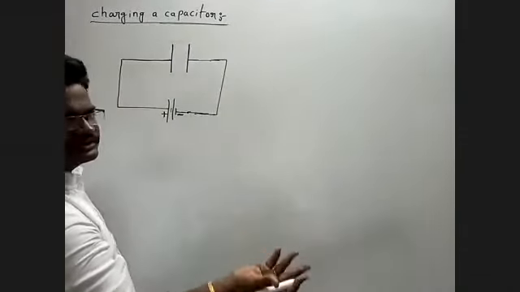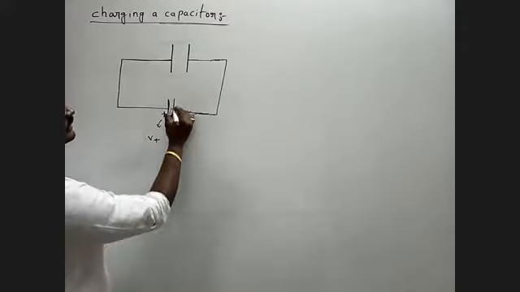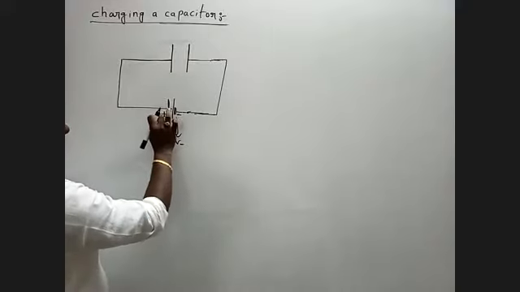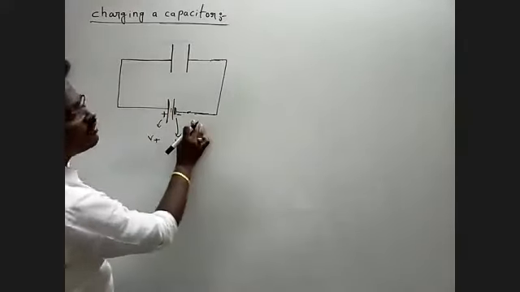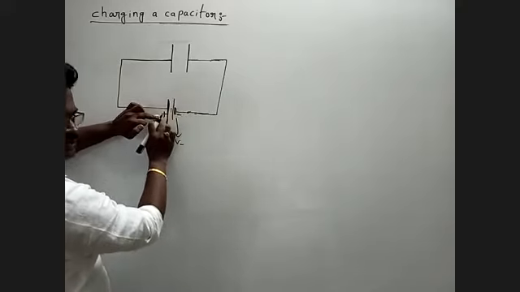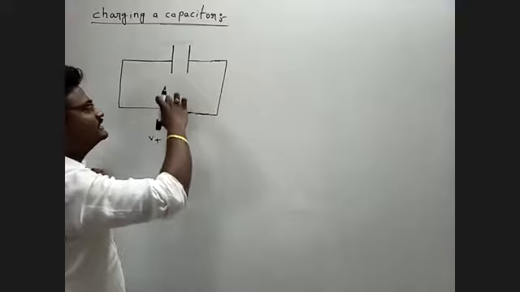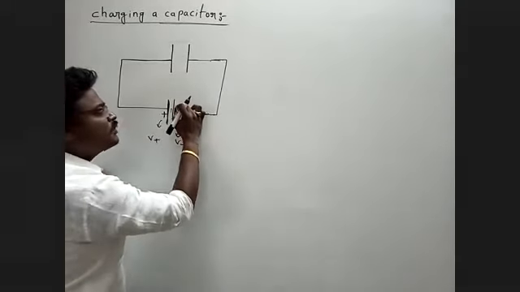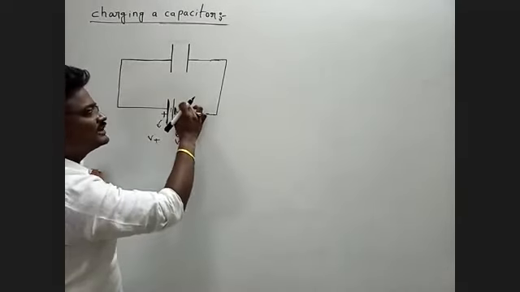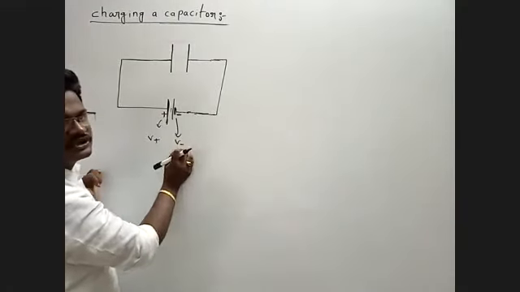So what will happen generally? The positive plate gives positive potential and the negative plate gives negative potential. So an electric field is set up from positive to negative throughout the wire. This plate has positive charge and this plate has negative charge. The positive plate is at higher potential, and the negative plate with negative charge Q is at lower potential.